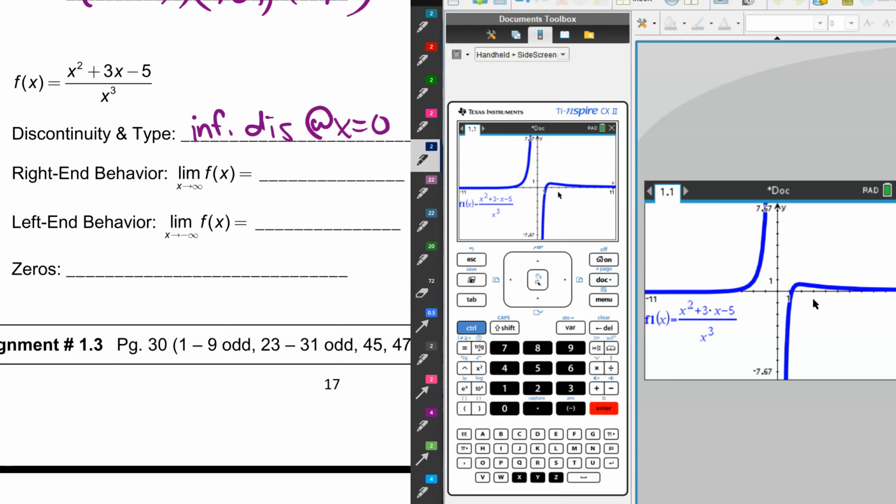Yeah, so there's definitely a discontinuity around x equals 0. Because as you approach from the right side, you see how it goes down. As you approach from the left, it comes up. So definitely infinite discontinuity, x equals 0. Right end behavior: as we go to the right, what's happening to my y? Is it going up towards infinity, down towards negative infinity? No, it's flattening out and going towards 0. But as I go to my left, it's also going to 0.